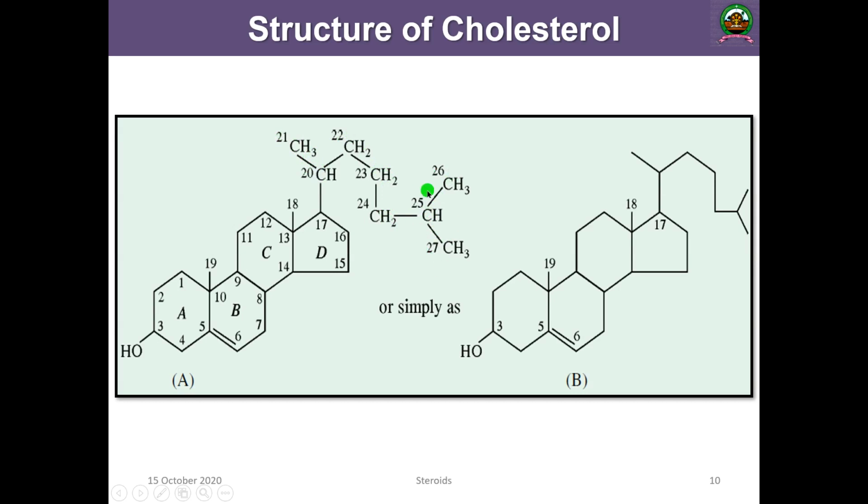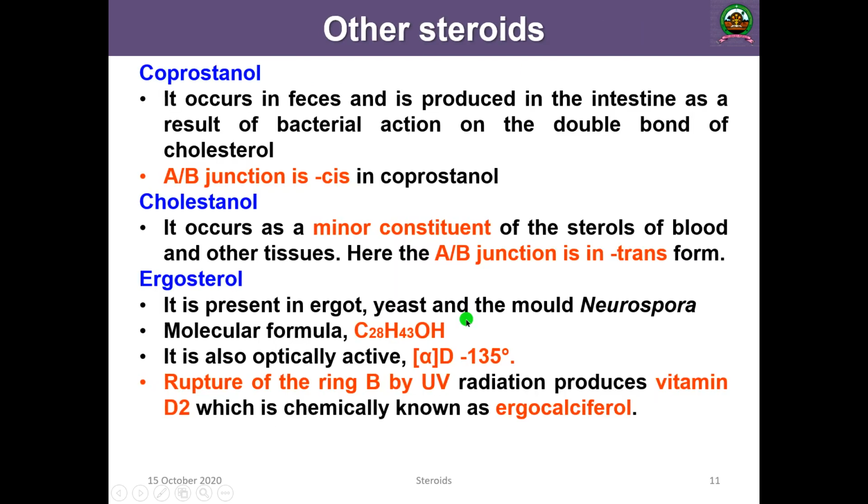Okay, so this is the 27-carbon component. That is what I told you, this particular component. So this is the detailed structure of cholesterol. That can be simply written like this. Okay, this is the structure of cholesterol.